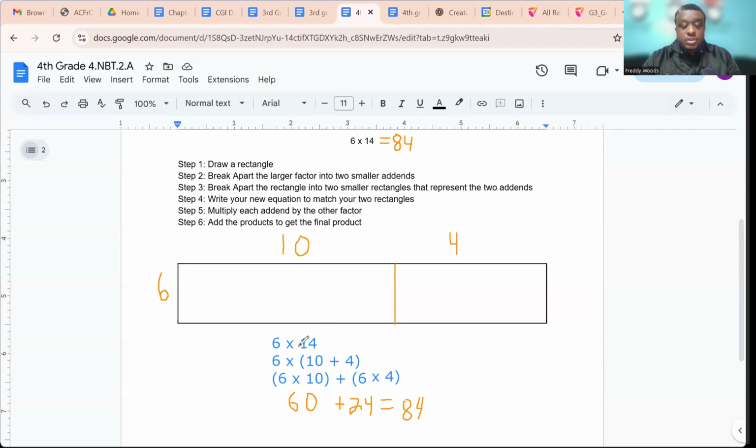My new equation started as 6 times 14. I broke it apart into 2 addends, so I have 6 times 10 plus 4. Now my new equation is 6 times 10 plus 6 times 4, because the other factor that I didn't break apart is the one I'm distributing, so that stays the same. Now, when I multiply those, I get 60 and I get 24. I add that together, I get 84. Or I should say, when I add my 2 products, I get my final product. So that's how I do the distributive property to multiply a 2-digit by 1-digit number.